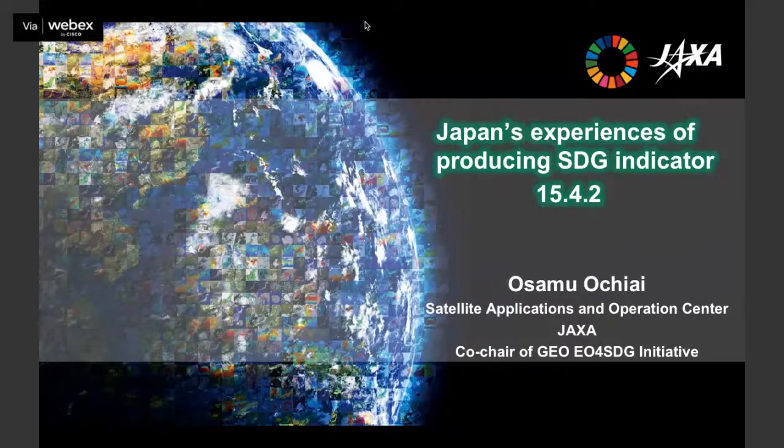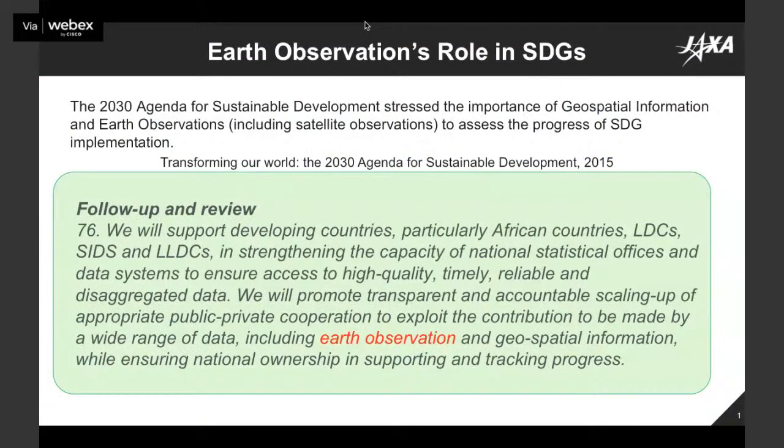So next slide, please. What I'm going to present is, first of all, I'd like to explain that Earth observation is getting more important in the SDG process. As you know well, the 2030 Agenda for SDG, Transforming Our World, was approved in 2015. And as part of the resolution, Earth observation is highlighted, and geospatial information is more important for progress made and also for supporting the National Statistics Offices. So based on this, our Earth observation community is getting more involved in this process. So next slide, please.